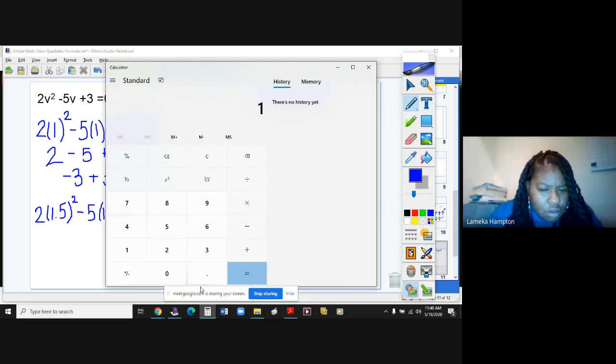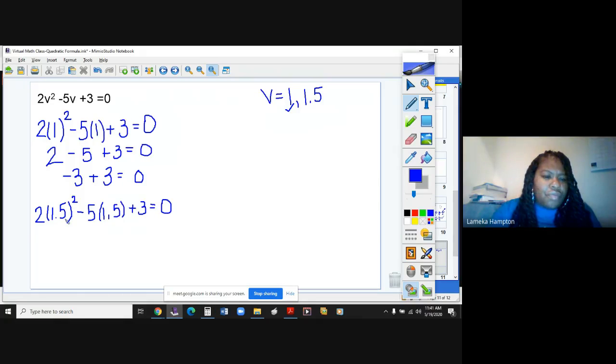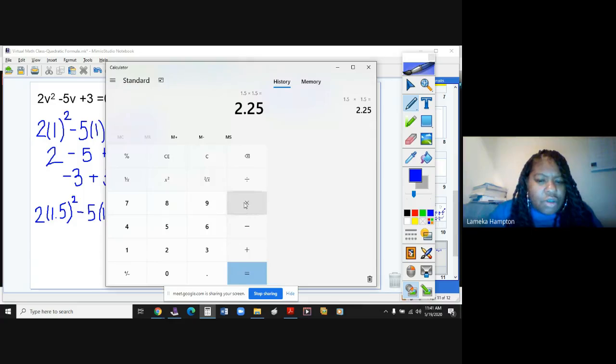So I have 1.5 multiplied by 1.5. Okay, I was right. 2.25. Just wanted to make sure. Now, I have 2.25 times 2. Okay, and I'm going to multiply that by 2. So that gives me 4.5.